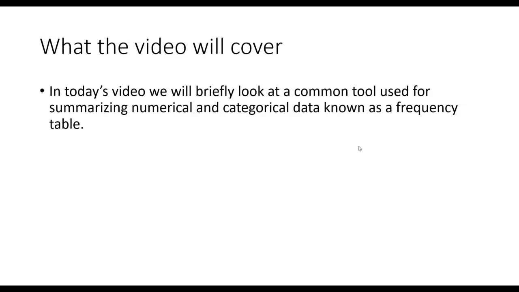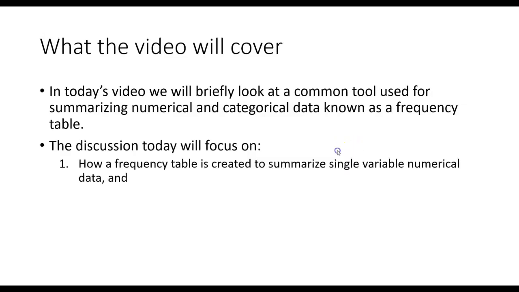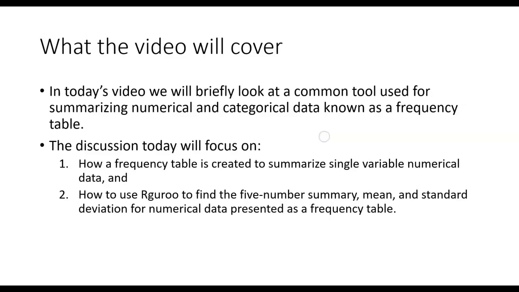In today's video, we will briefly look at a common tool used for summarizing numerical and categorical data known as a frequency table. The discussion today will focus on how a frequency table can be created to summarize single variable numerical data, and secondly, I will show how to use RGuru to find the 5-number summary, the mean, and the standard deviation for numerical data that is presented as a frequency table.